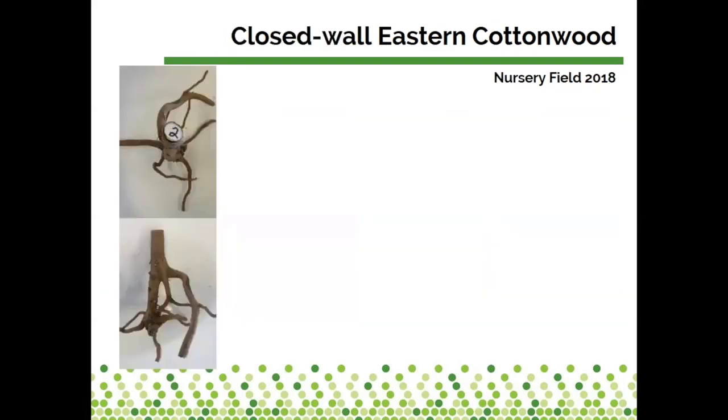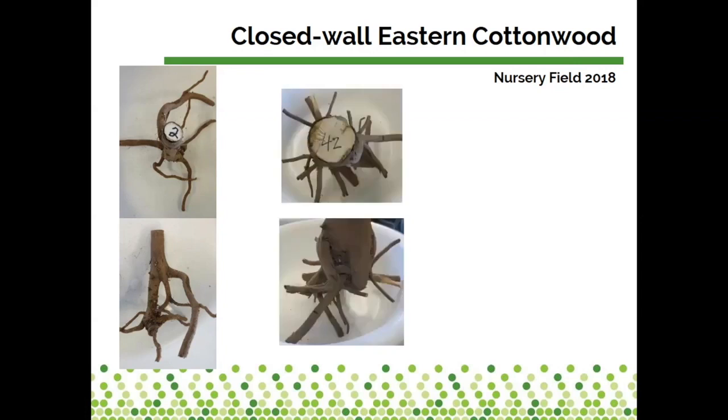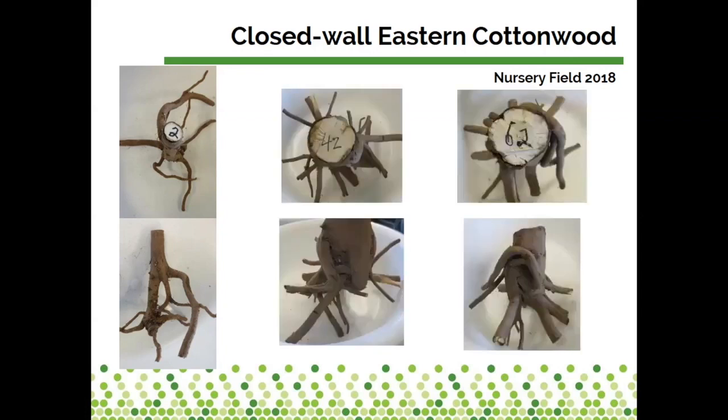So what that looks like after we outplanted these seedlings in the fall of 2017, and then we dug up a few of them at the end of the growing season in 2018 to see what they looked like and to analyze them. And here's a few photos of closed wall eastern cottonwood trees. They're not the same seedlings or anything, but they're randomly selected.